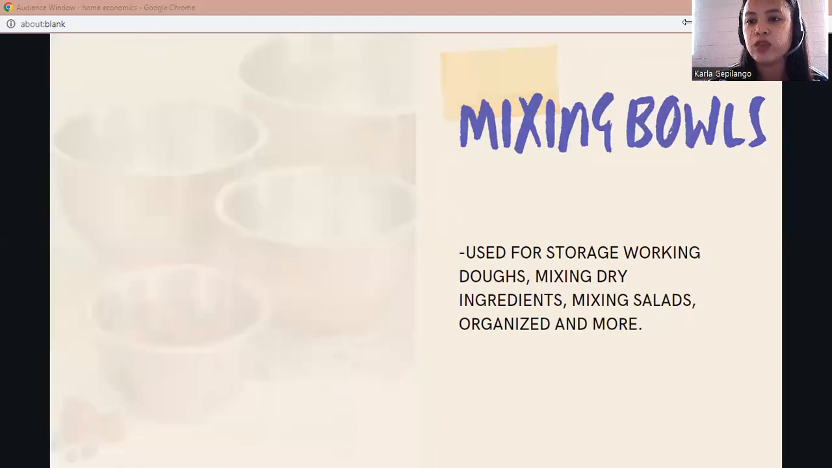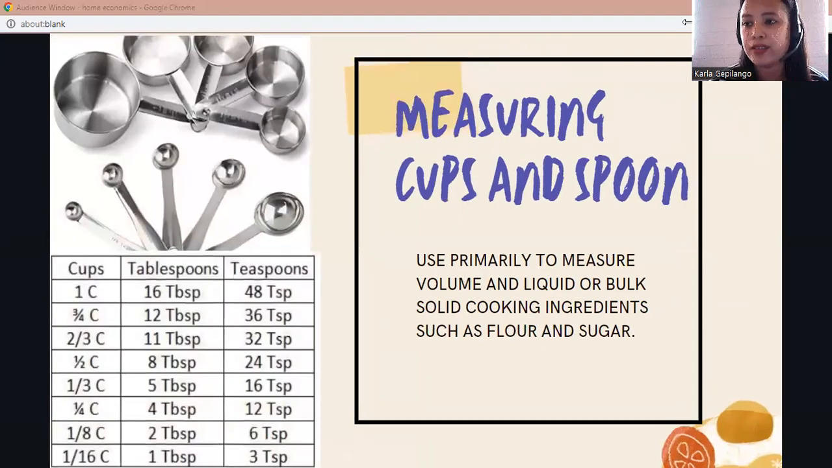Okay, next here we have the measuring cups and spoons. It is used primarily to measure volume and liquid or bulk solid cooking ingredients such as flour and sugar. I have used this before since I've been in commercial cooking too when I was in college. You use these measuring cups for dry ingredients. Take note of that. We have two kinds of measuring cups. One is for the dry ingredients and the other one is for the wet or liquid ingredients.